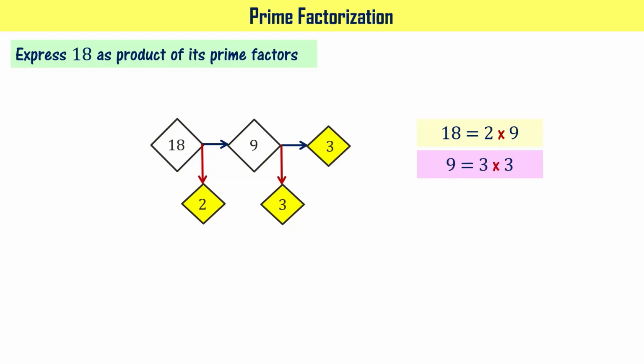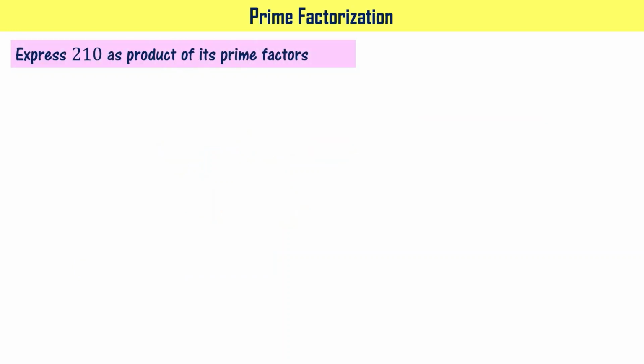So now I can write 18 as product of prime numbers, or you can say that you are writing 18 as product of its prime factors. That is 18 equal to 2 times 3 times 3. That can also be written as 2 times 3 square. Right? Now, let's express 210 as product of its prime factors.